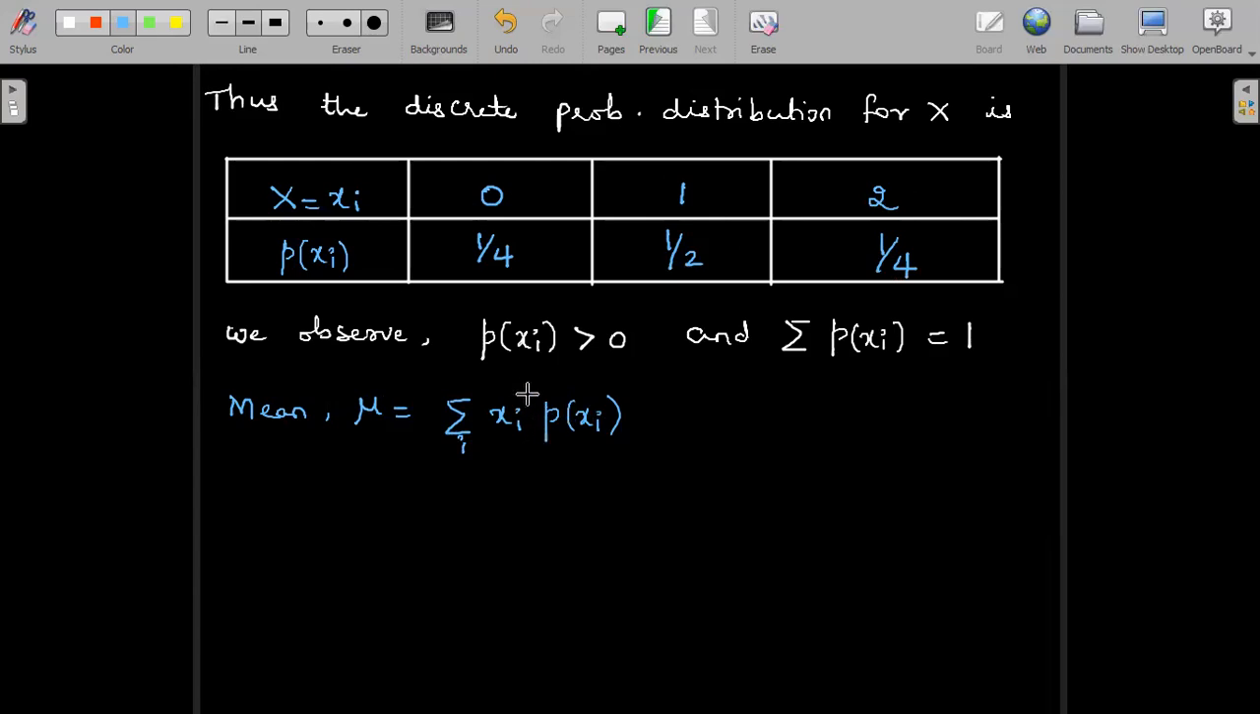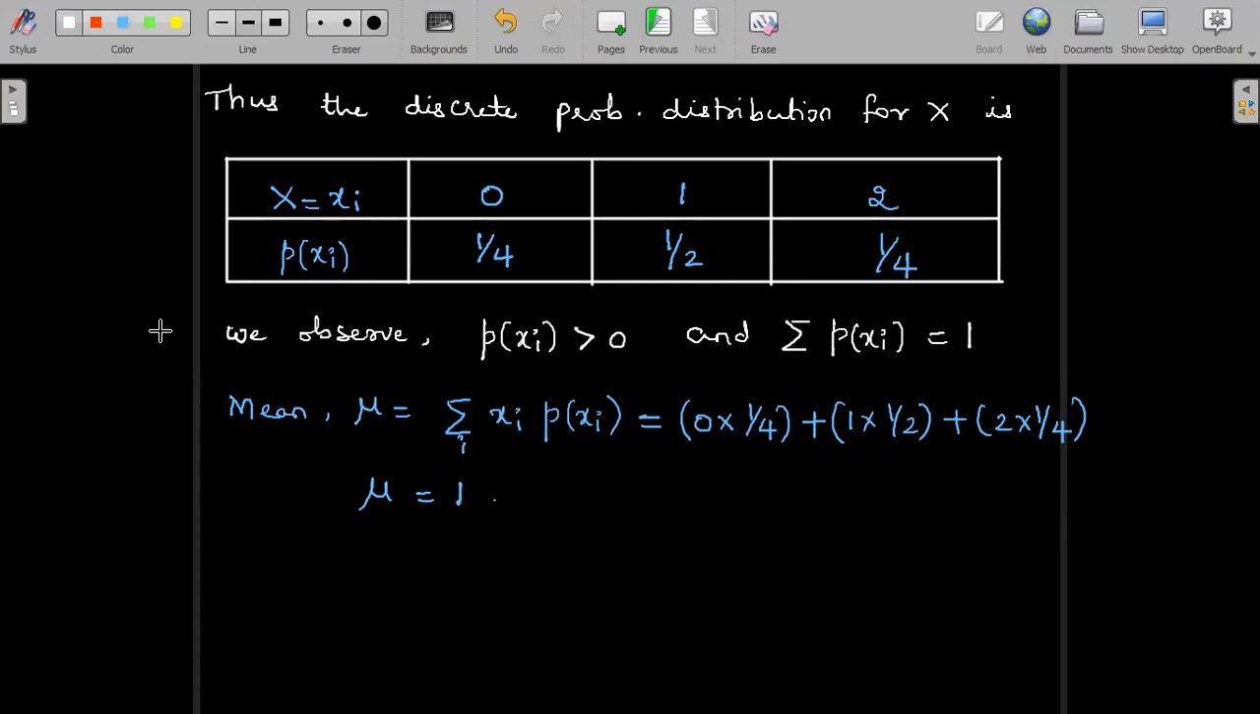So every x value is multiplied with its probability and it is summed up. What I mean to say is, 0 into 1 by 4 plus 1 into 1 by 2 plus 2 into 1 by 4 gives us the mean. So mean mu, you can use a calculator and get the answer to this. So mean mu for this case is 1.